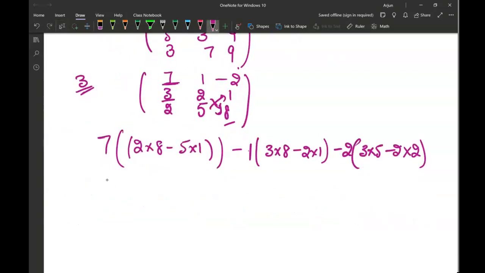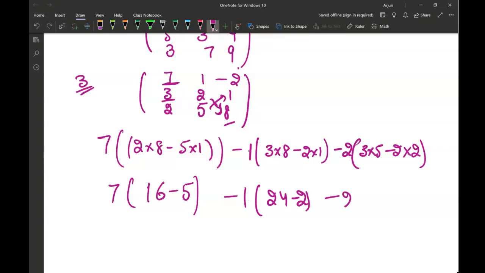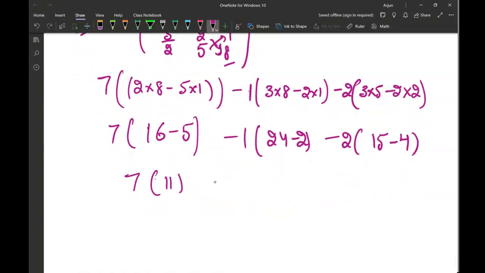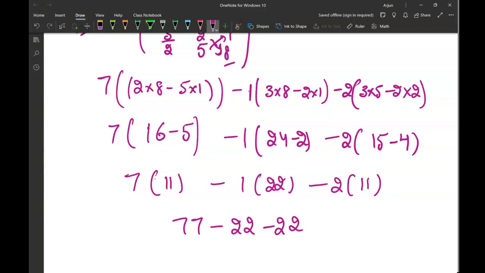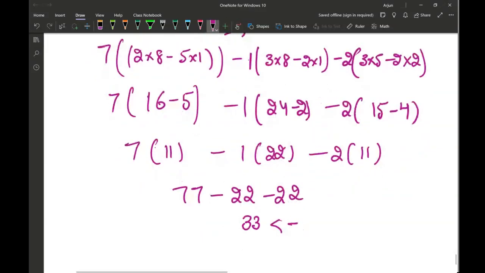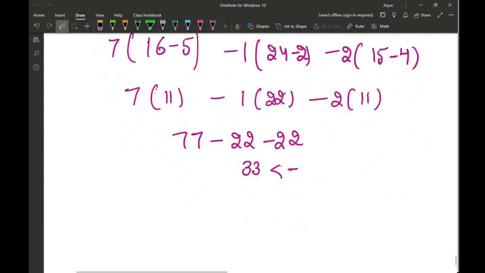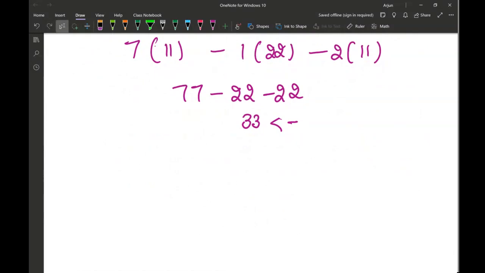Then it will be 7 times 16 minus 5, minus 1 times 24 minus 2, and minus 2 times 15 minus 4. Then 7 times 11 minus 1 times 22 minus 2 times 11: 77 minus 22 minus 22, that is 33. That is the answer for this question. All right, let's look into the next one. We want to find the x, y, z values from these equations.